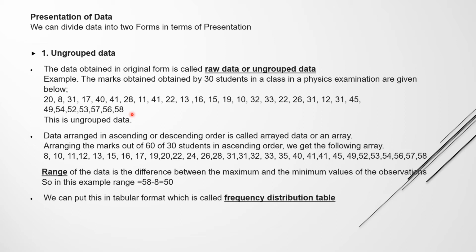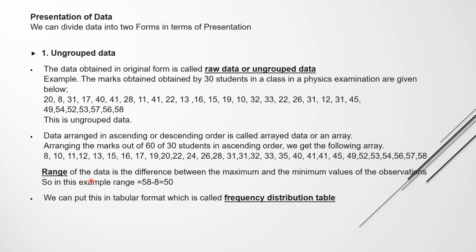Now, when we arrange that data in ascending or descending order, it is known as an array. Just see the example, we have arranged it in ascending order. Once we have arranged it in ascending order, we find that 8 is the lowest value and 58 is the highest one. So we can find the range.